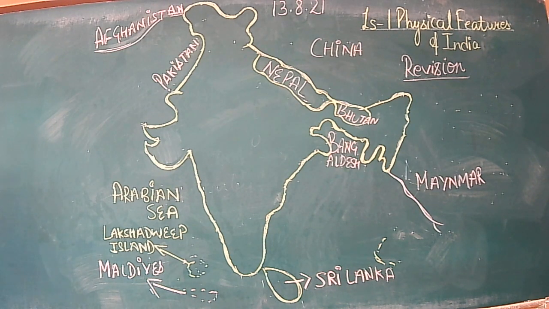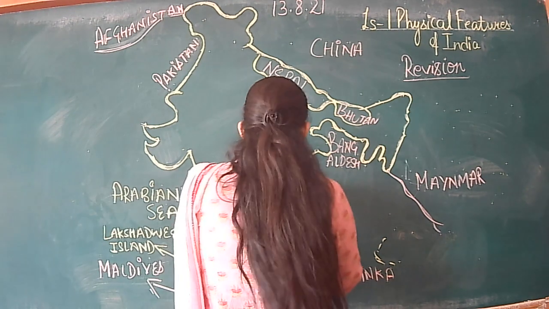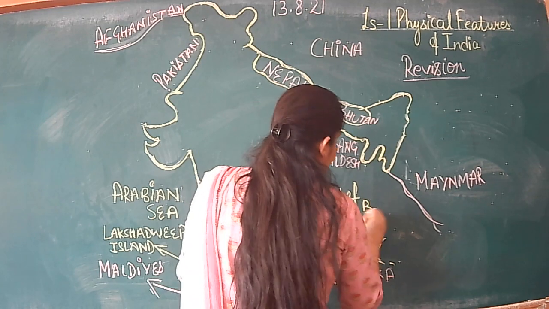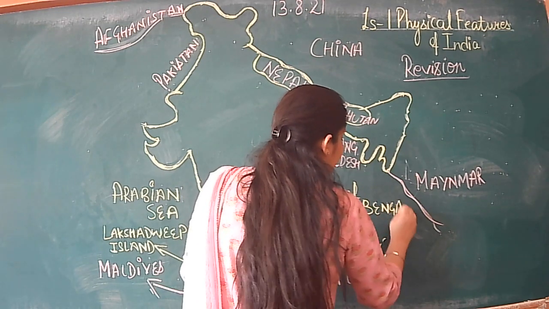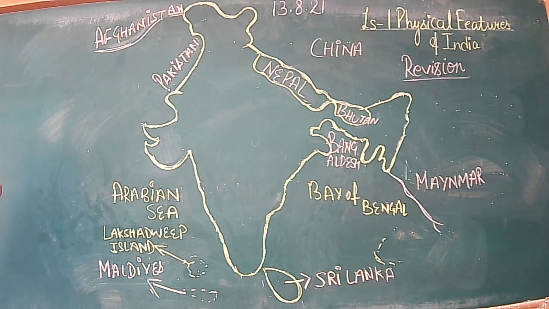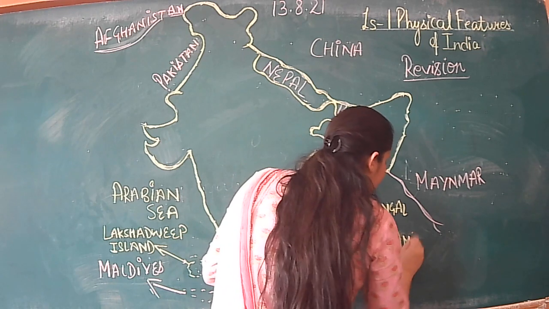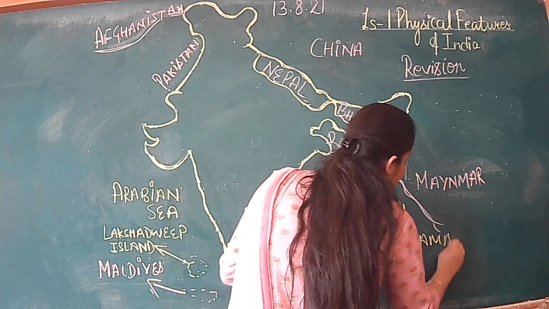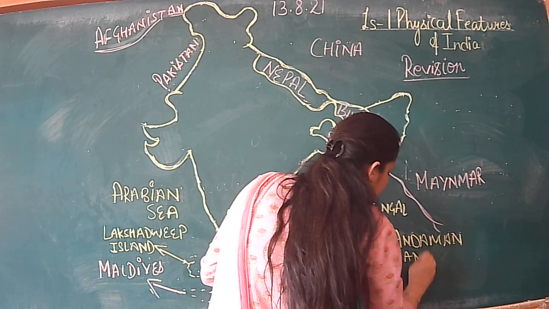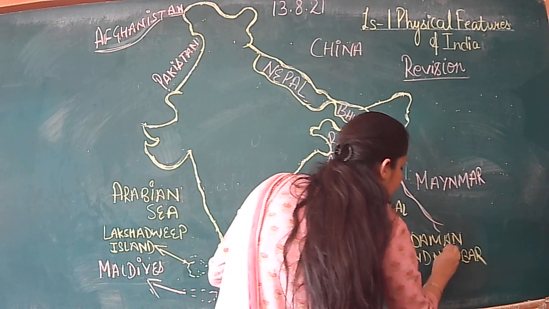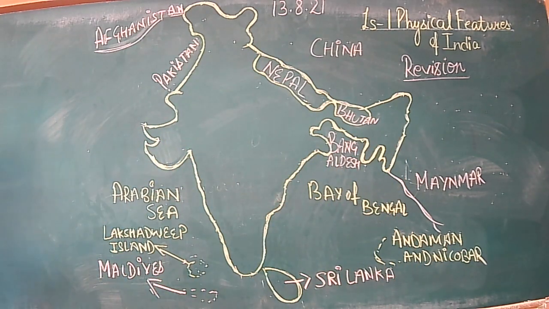Now, next we have Bay of Bengal. The next water body is Bay of Bengal. And in the Bay of Bengal, we have an island, Andaman and Nicobar Island. Which island do we have? Andaman and Nicobar Island. In the Bay of Bengal.